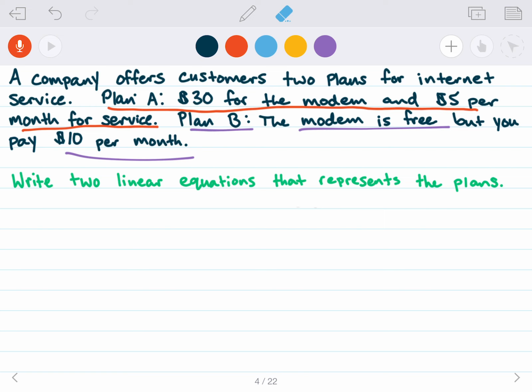So we want to represent these two plans in terms of linear equations because they're linear, right? After every month, we're going up by a set amount of money. So let's look at plan A first. So we need two things for a linear function. We need b, which is the y-intercept, and we need slope, which is the amount we're changing per month. Now the y-intercept can also be thought of as the initial value, the starting amount when time equals 0.